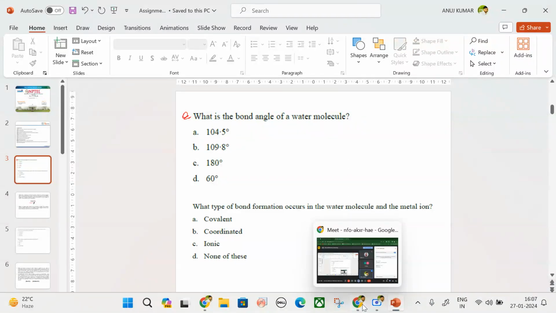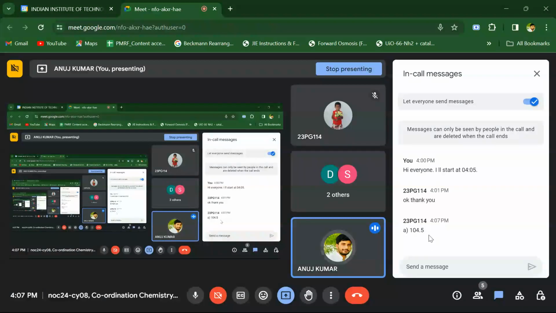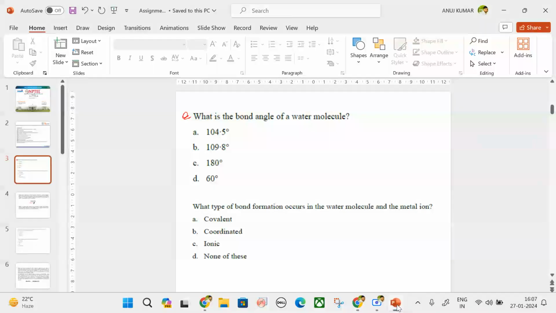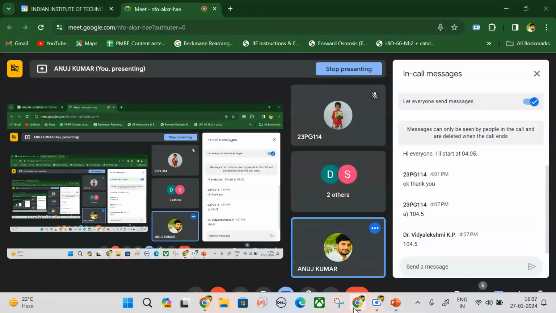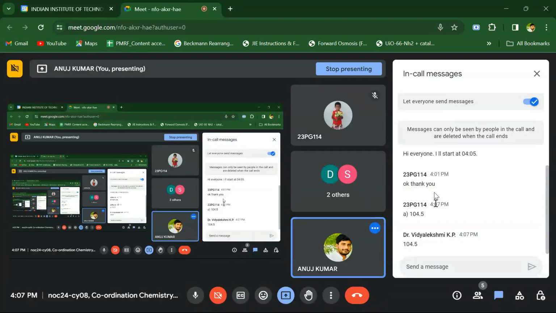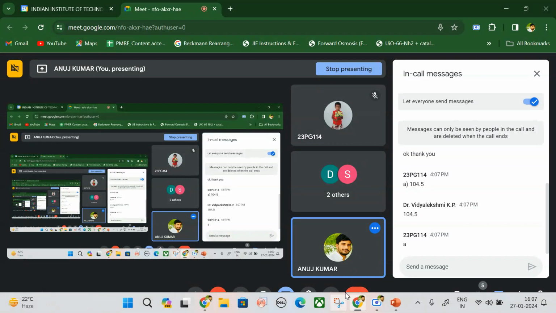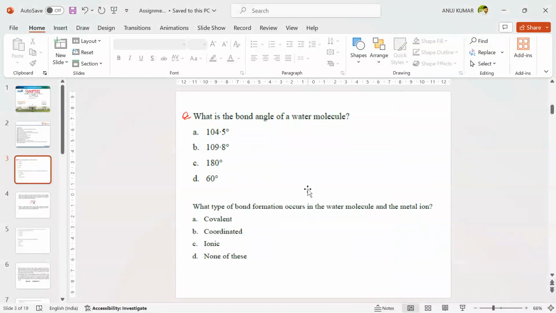If question one is done, you can attempt the second one also, because both questions are on the same slide. The second one is: what type of bond formation occurs between the water molecule and the metal ion? It is covalent, coordinate, ionic, or none of these. For the second, I am getting the answer covalent.